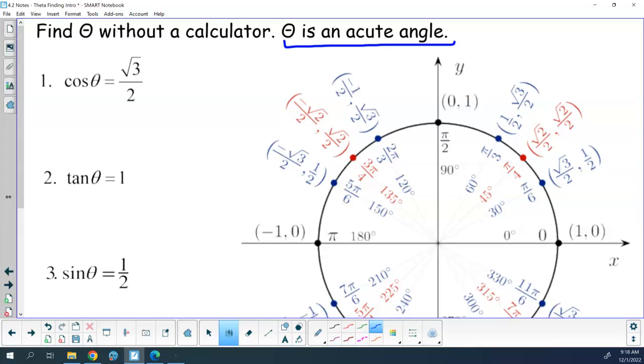Because, yes, cosine of theta is square root of 3 over 2, so I'm looking for where the x is square root of 3 over 2 in quadrant 1, which would be pi over 6. But also down here, at 11 pi over 6, the cosine is also square root of 3 over 2. So both of those would work, but because we restricted it to an acute angle, we're just going to say here pi over 6.